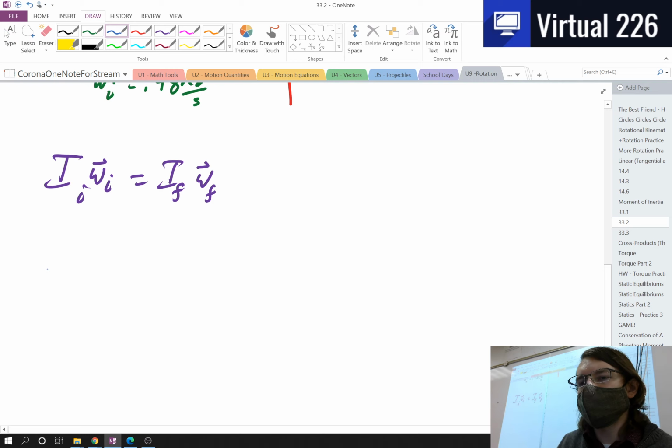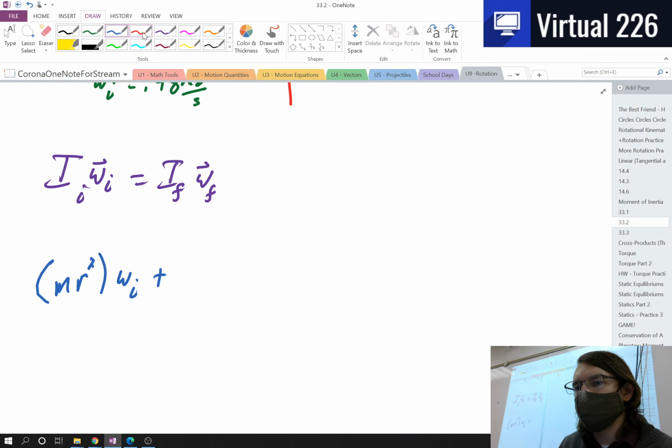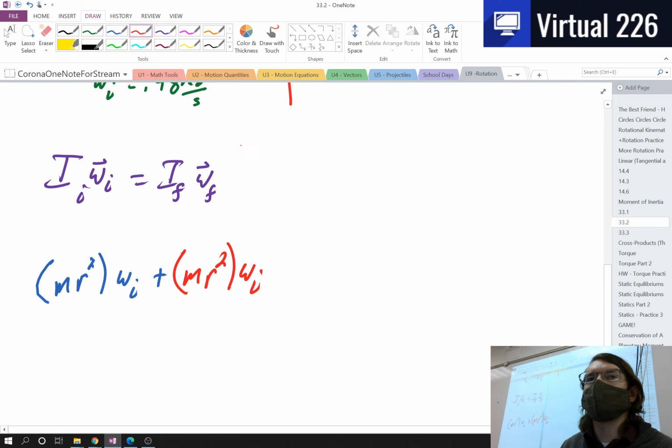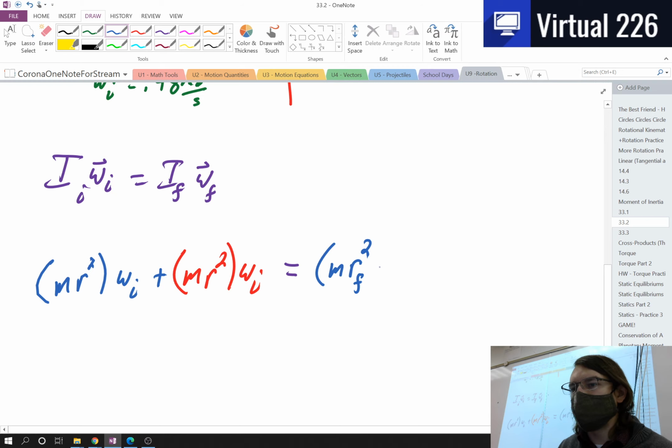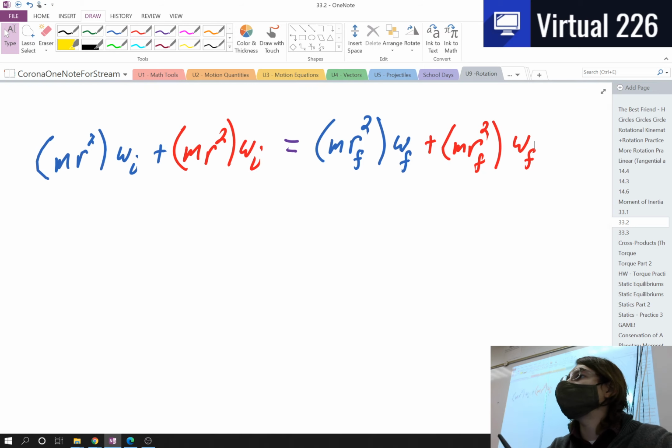So we could write this as mr squared omega I for the first astronaut plus mr squared omega I for the second astronaut equals, and then for our final setup here, it's the same thing, but with new radii, right? So it's still mr squared, but for the final radius position, times omega f plus some mr squared for the final position of omega f. That's the full setup we have here.